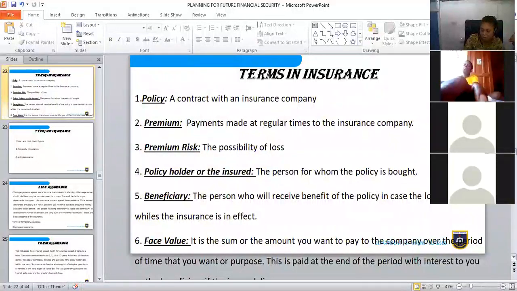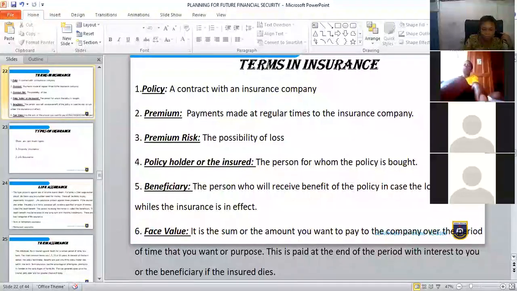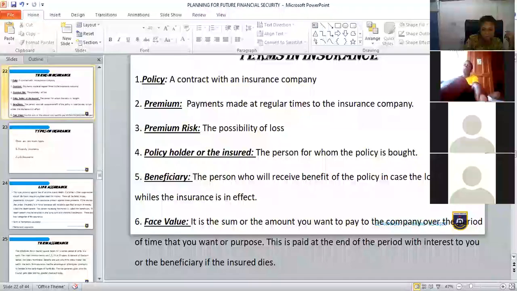So if you agree that, okay, they have a rate 20 cedis, 30 cedis, 40 cedis, depending on the risk of the policy you are taking. The amount is based on that. So if you choose to pay 50 cedis every month, you will be paid based on that, the face value of 50 cedis per the period you have paid, or the amount that is supposed to be paid to you plus that interest. So the face value will be paid with the interest or the beneficiary if the insured dies.